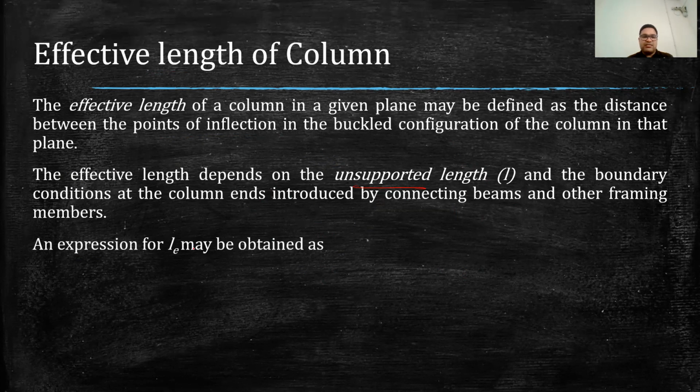So effective length is expressed as LE, and LE is basically the product of K and L. Now L is the unsupported length and K is the effective length factor. So this K is known as the effective length factor. Now this effective length factor depends on the end conditions of the column, how the column is connected at its ends.